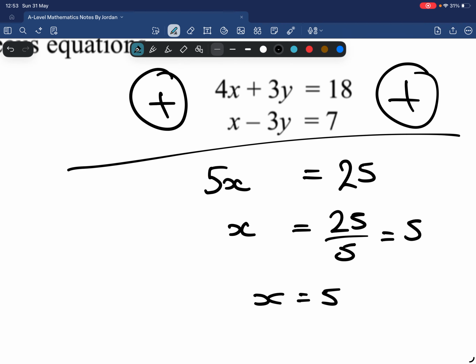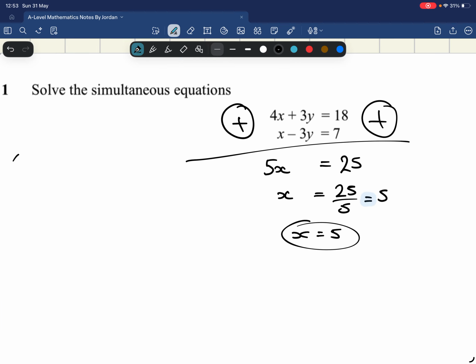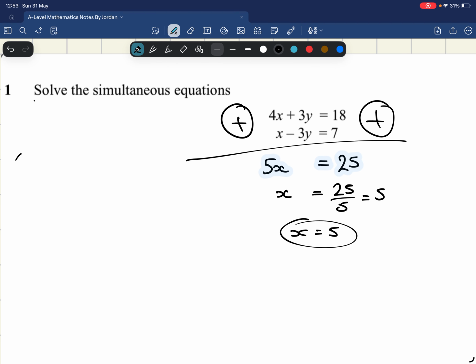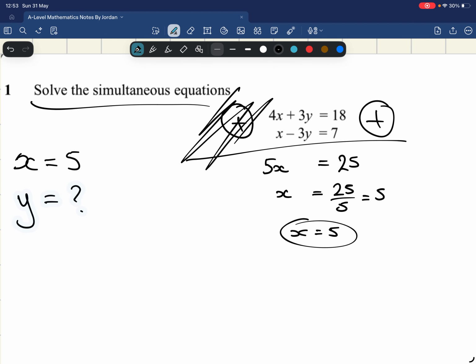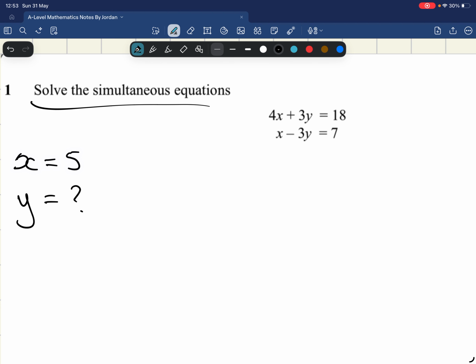Finally x equals 5. And what we then do is we need to figure out what y is. So whenever they tell you to solve simultaneous equations, not only do we need x, we also need y. So we have that x is 5, we just need to figure out what y is. Okay? So I'm going to get rid of this now, I don't really need it anymore. And what I need to do is just pick an equation. So I'm going to pick this bottom one here because it looks a bit simpler.